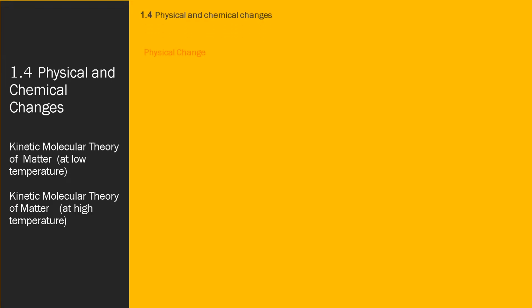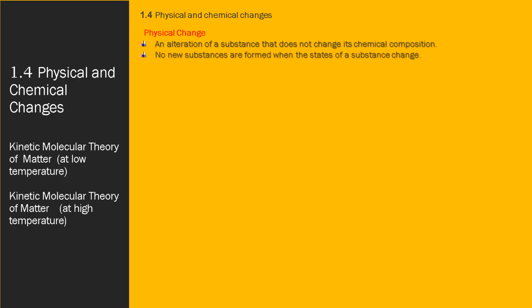Physical and chemical changes. Physical change is an alteration of a substance that does not change its chemical composition. No new substances are formed when the state of a substance changes, and a change of state is interconvertible. During a change of state, the temperature will always remain constant.